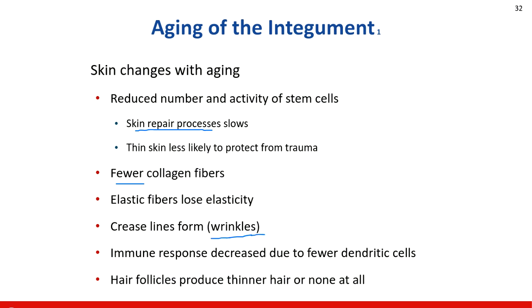We do have immune cells that we find in the epidermis. Remember those dendritic cells, the Langerhans cells? We see fewer of those, so any type of immune response will be decreased because we have fewer dendritic cells there. Hair becomes thinner because the hair follicles aren't producing enough of the hair. So the hair becomes thinner, or they just stop working altogether and they don't grow anymore.